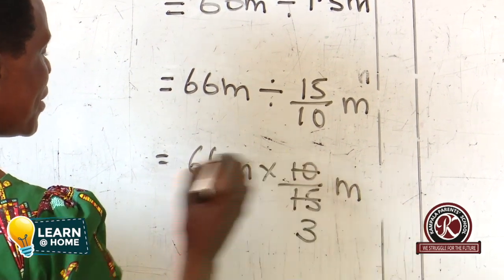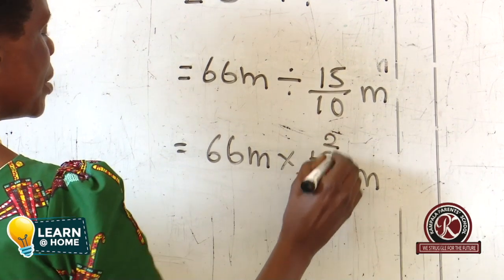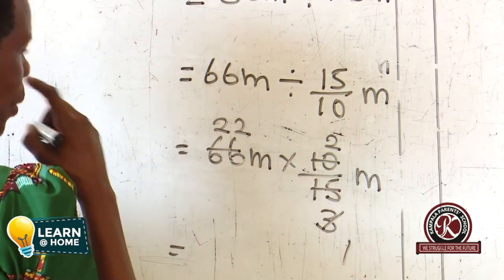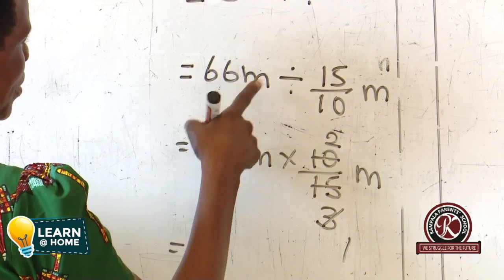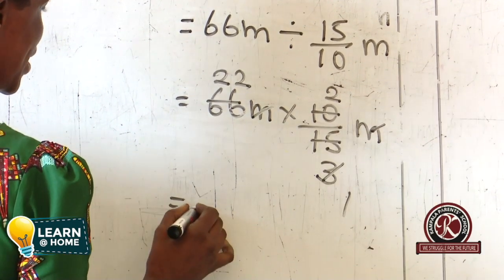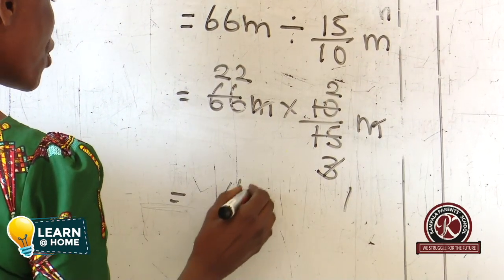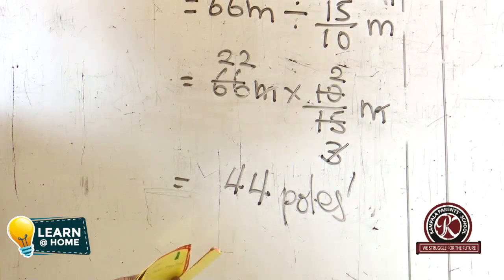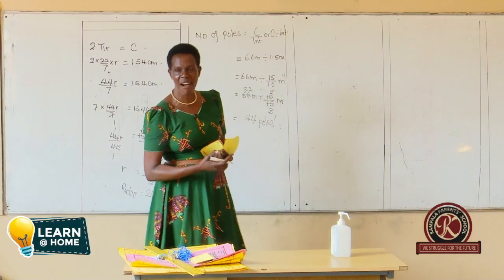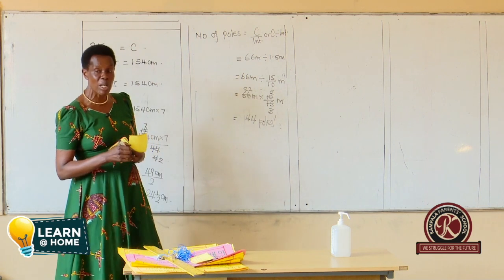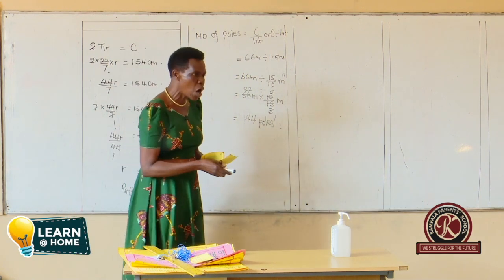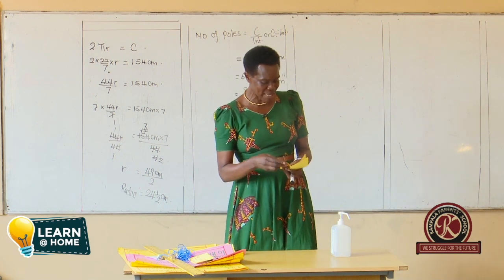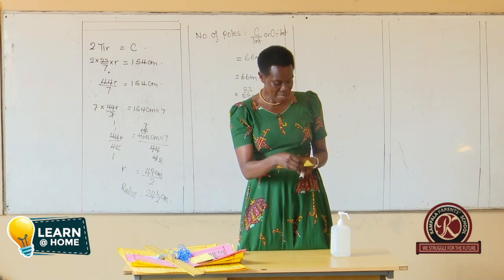So what do we have here? By 5, 3 by 5 here, what do we get? We get 2. By 3, 1, 3 here, what do we have? 22. So we would have cancelled this with that. So what do we have? We have 22 times that, we have 44 poles. So Pius, if you have already built, I believe you know the number of poles you have used. If you are planning to build, go and plan for it and make sure you get circumference divided by the intervals.